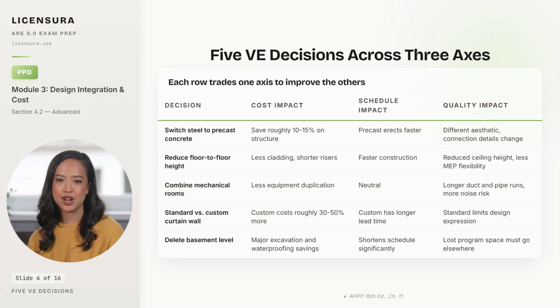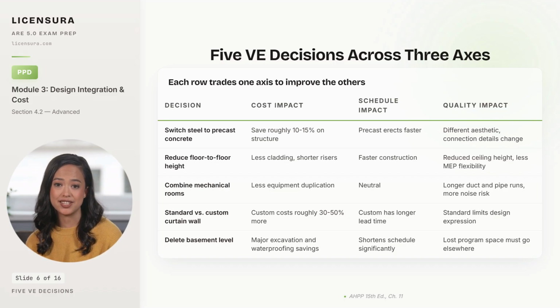Standard versus custom curtain wall is one of the easiest VE levers. Custom typically costs around 30 to 50% more and has longer lead times, but you lose design expression. Deleting a basement level produces major savings on excavation and waterproofing and shortens the schedule, but the lost program space has to be accommodated somewhere else in the building. Each row trades one axis to improve the others, never all 3.